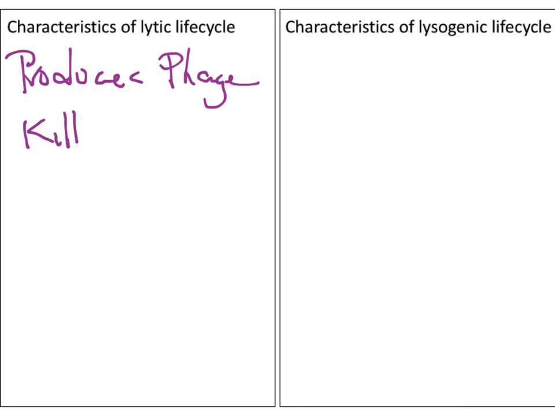Why don't we just start with lytic? Characteristics of the lytic life cycle. Okay, so it's a productive infection, right? Produces phage, as they're sometimes referred to. What else? Not only do they produce phage, but what happens to the host? Kills the bacterial cell. All right, there's another characteristic. Others?